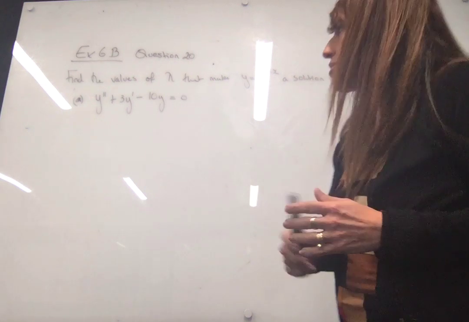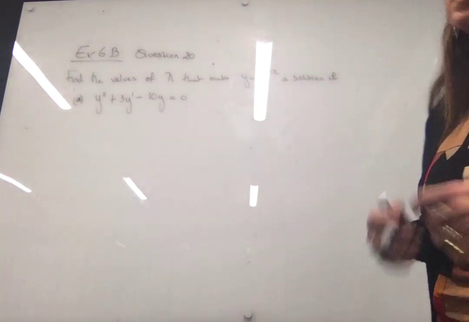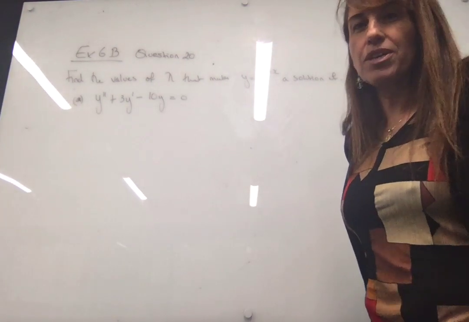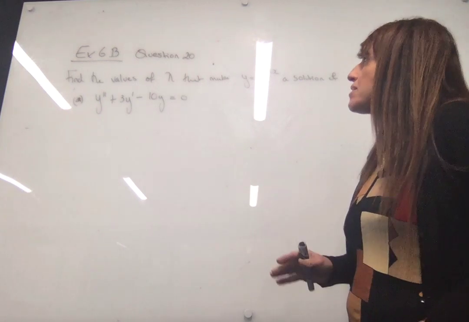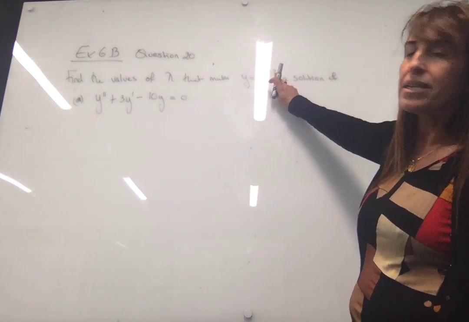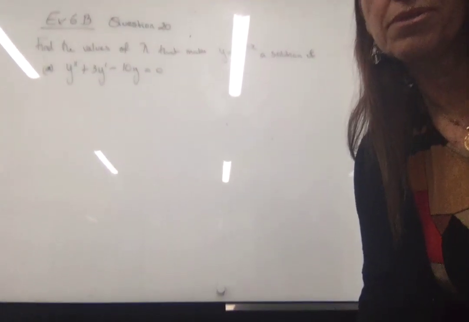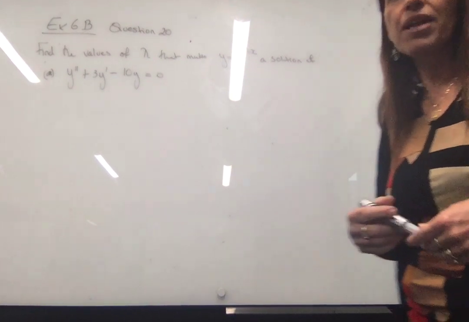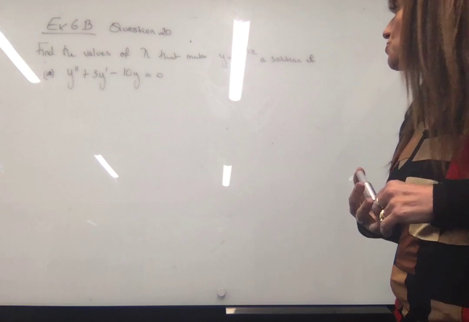All right, so this is exercise 6B, question number 20. I just thought I'd do this on the board so you can have a look. It says find the values of lambda that make y equals e to the power of lambda x. Okay, now the light's right on it, so we'll see what we can do. But anyway, you'll have your question in front of you by looking at exercise 6B, question 20.